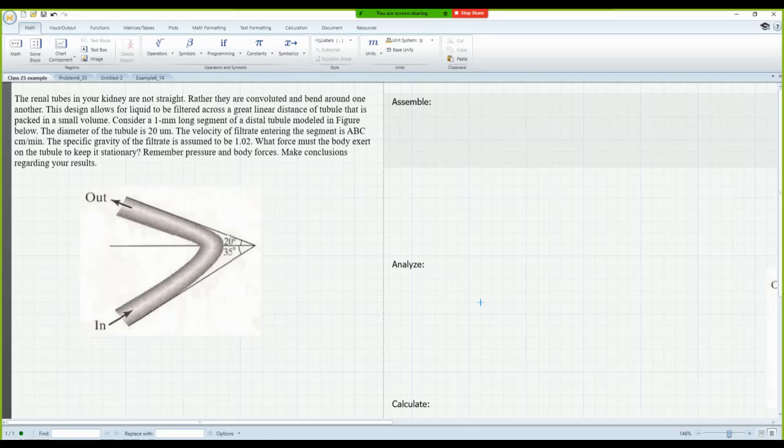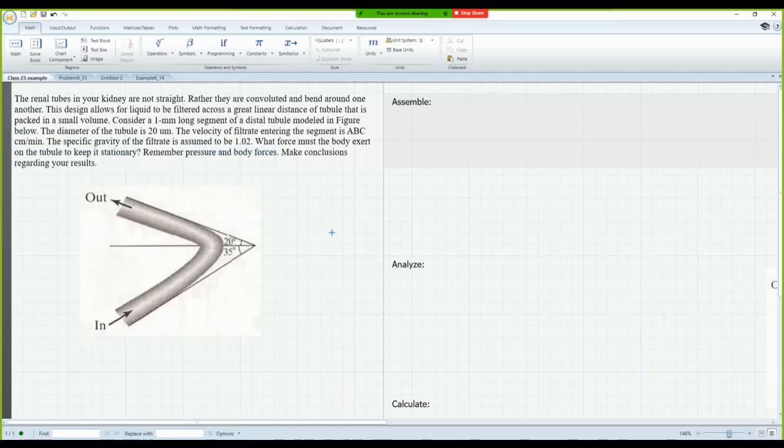So in this problem, you're looking at a tubule that's in the kidney, and you have flow going through, with details given in the problem statement here on the speed. So the question here is, what's the force, the reactionary force basically needed to keep this section of the tubule stationary under these conditions? And I want you to make sure that you include the pressure force and the body forces.